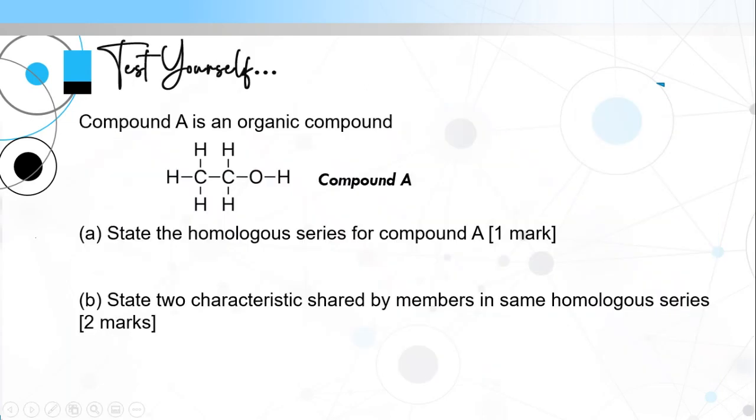Before we end our lesson today, I just want to give you a simple question, just to have a short recap, or just to test yourself on how much you understand about the lesson today. You are given a compound here, compound A, with the structural formula, and I want you to identify the homologous series for the compound. And second, what characteristics are shared by the members of this homologous series?